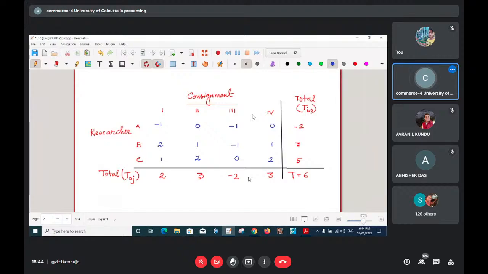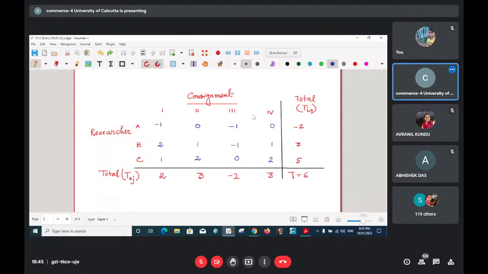I hope you can see the total. Why have I written Ti not Tj? Because this is the row total, keeping column fixed. Why is this Tj not Ti? This is the total of the column keeping row fixed, because here I am taking only the column total. Here I am taking the column total. Here I am taking the row total, keeping column fixed. So in this way, I have calculated everything.